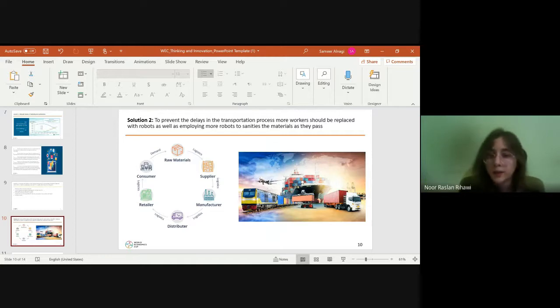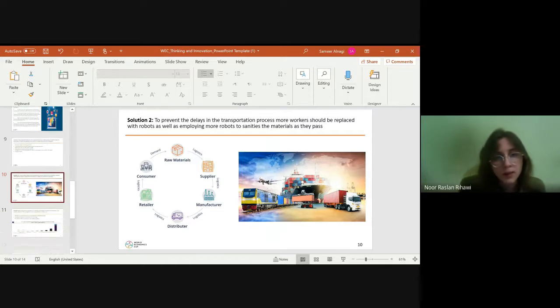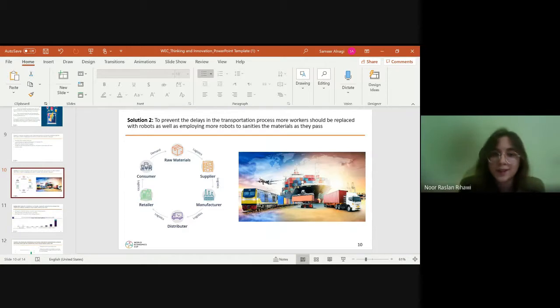So rather than having people loading them into ships, trucks, planes, etc., robots should be used for this in place of the workers. This way, fewer workers will be needed in the overall process, and therefore there is a lower likelihood of workers calling in sick on work days, which would mean fewer delays in the transportation process and overall productivity should increase.